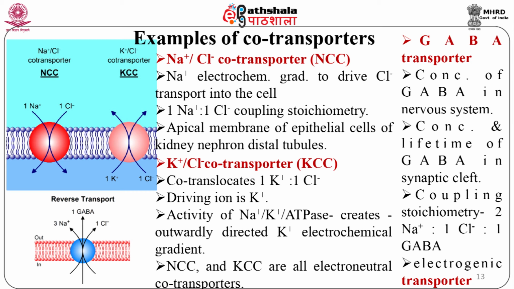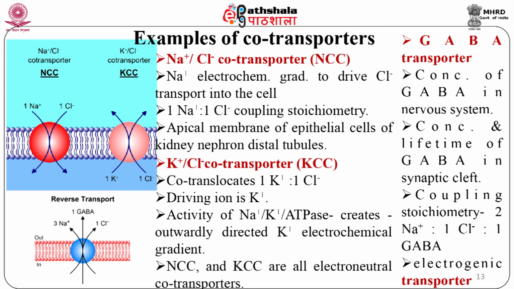Next is K+/Cl- cotransporters, that is KCC. These cotranslocate 1 K+ and 1 Cl- out of the cell per cycle. Here the driving ion is K+. Activity of the Na+/K+ ATPase creates a large outwardly directed K+ electrochemical gradient. NCC and KCC are both electroneutral cotransporters.